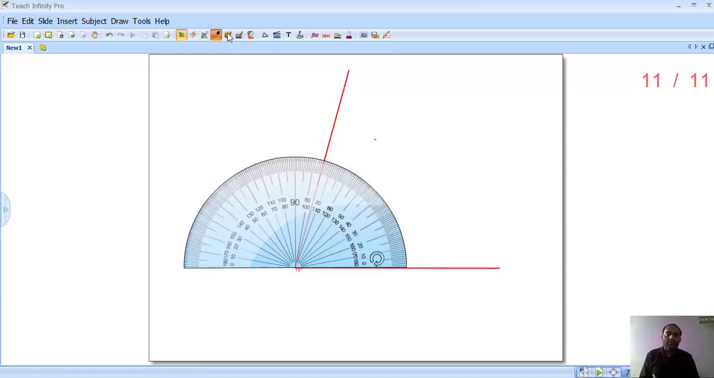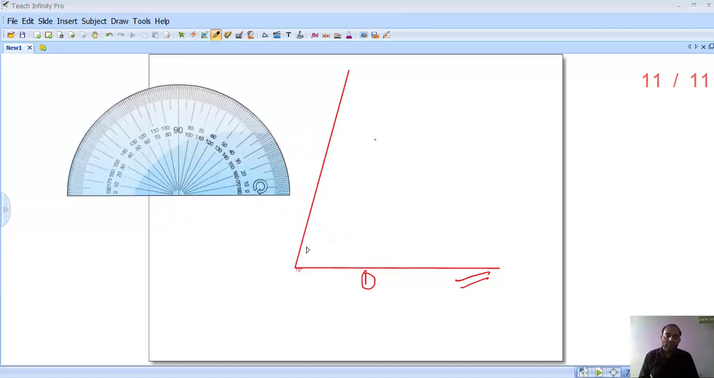Now you need to decide which 0 you are going to use. The overlapping line is at the right hand side, so we are going to use the right hand side 0, this 0 1. Now 0, 10, 20, 30, 40, 50, 60, 70, and after that 71, 72, 73, 74, 75. This angle is 75 degrees. Remove the protractor, write down 75 degrees.